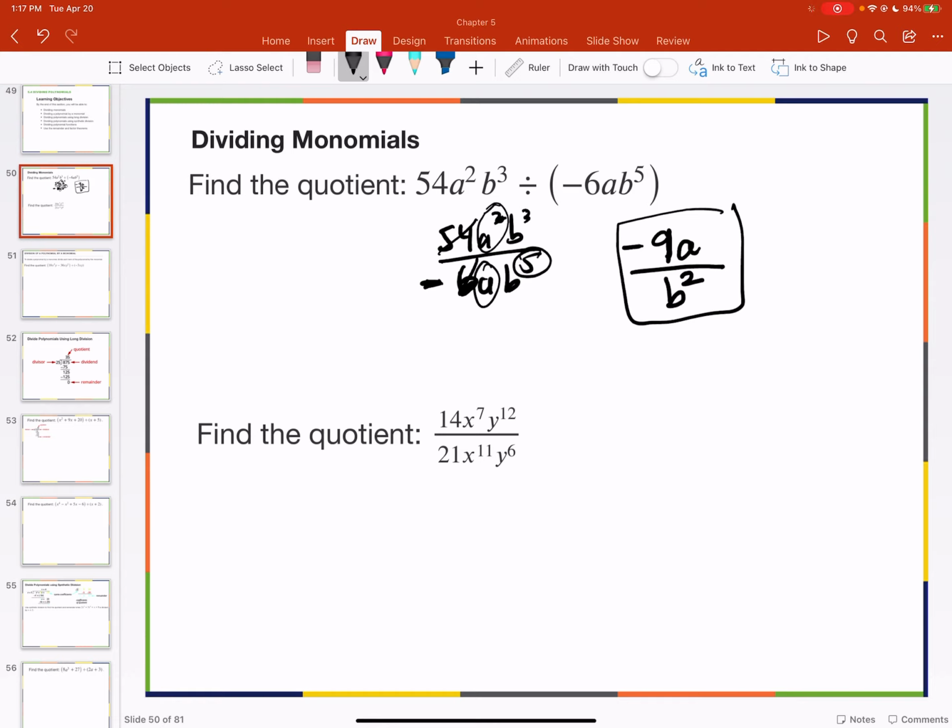Let's do this one here, 14 and 21. The common factor is 7, so divide by 7, top and bottom, and you get 2 over 3. Then x to the 7 over x to the 11th: 11 minus 7 is 4, so that will be in the denominator because 11 is in the denominator. And then you have y's: 12 minus 6 is y to the power 6. Okay.